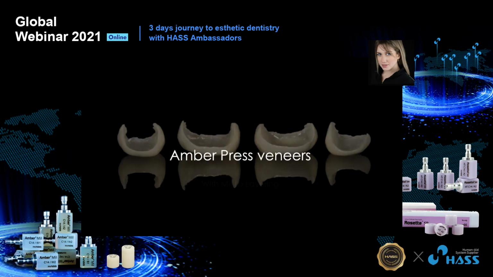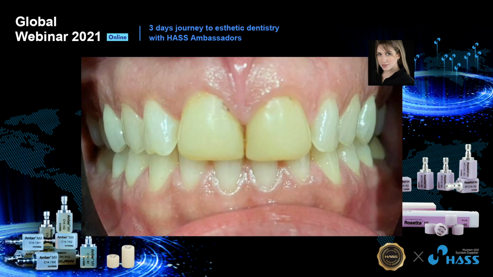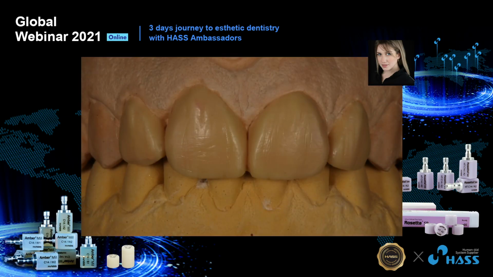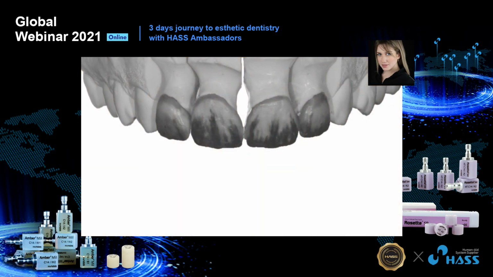This next case is 4 amber press veneers with micro layering. This was the initial condition of the patient. We made a wax up. When the dentist checked the wax up with the patient and everything was fine, we copied the wax up and did a minor cutback on the incisal part.